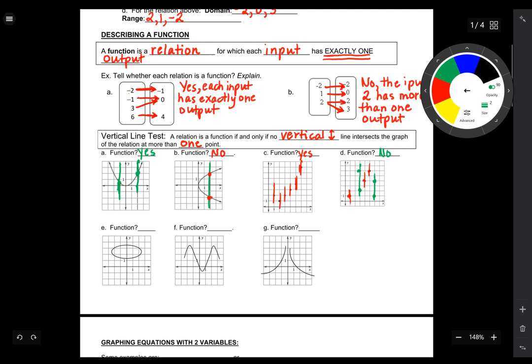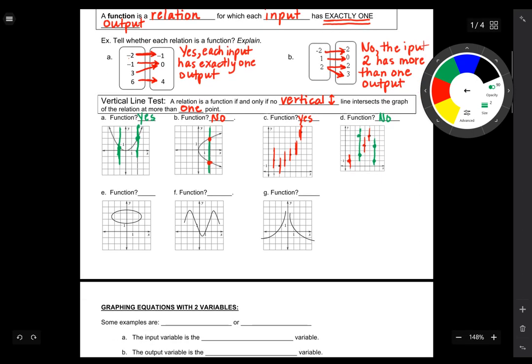Okay, for E, a circle would definitely not be a function because anywhere you draw a vertical line, it's going to touch the circle in 2 spots. So that is no. F, so you can draw several lines here, there. It's always going to be only one spot that it touches the graph.